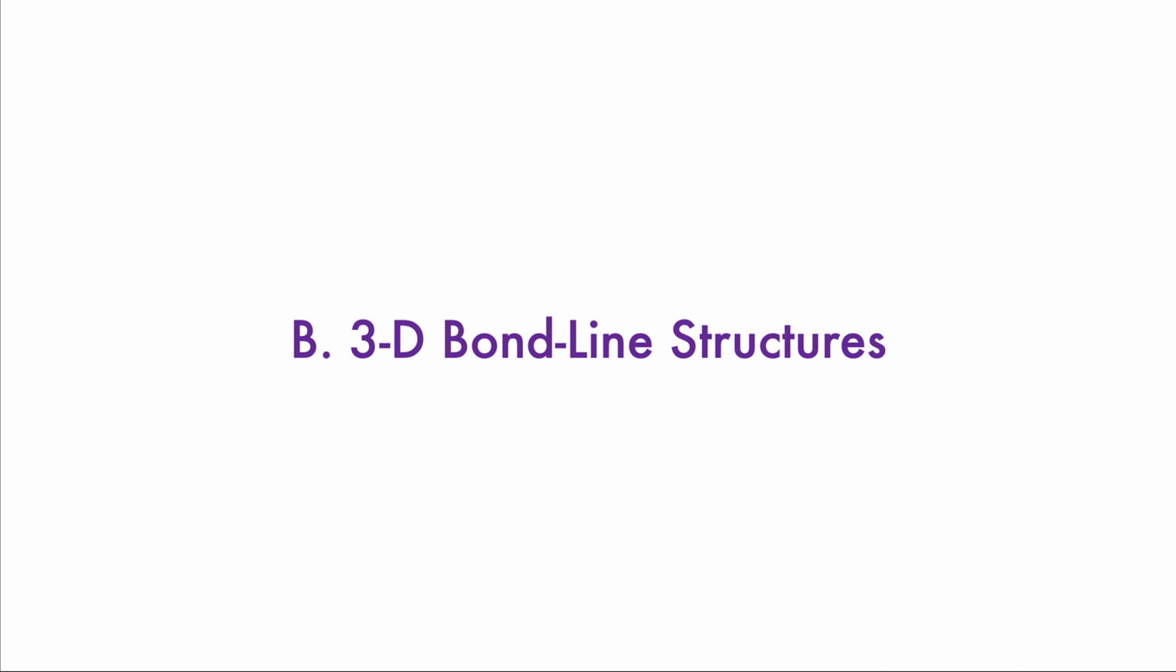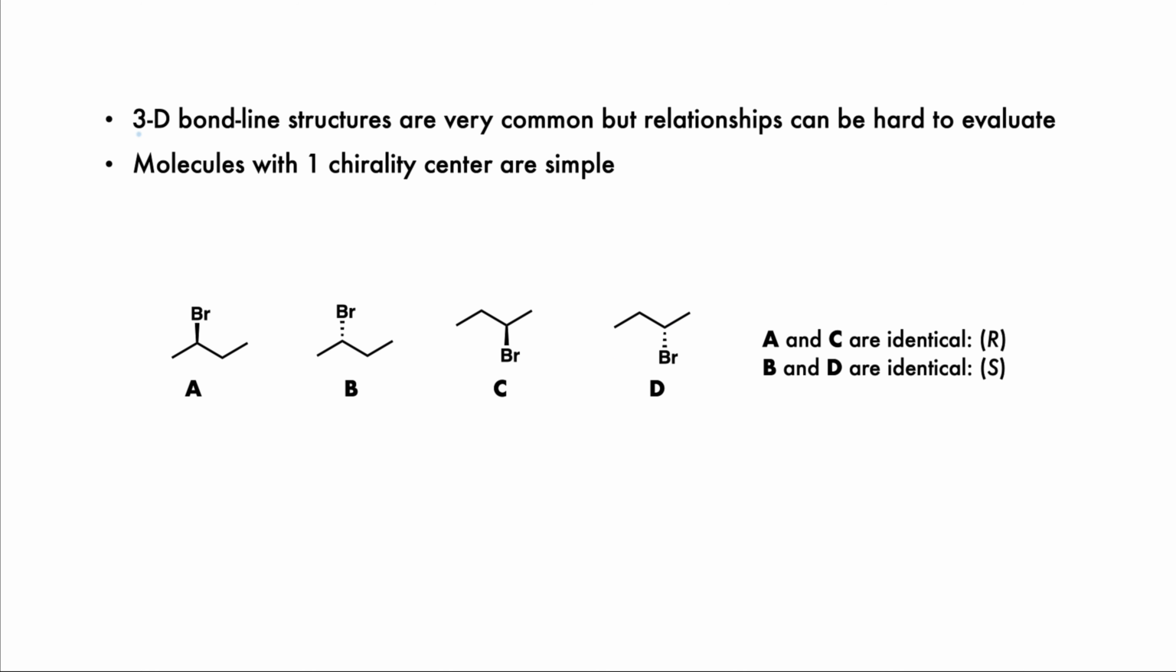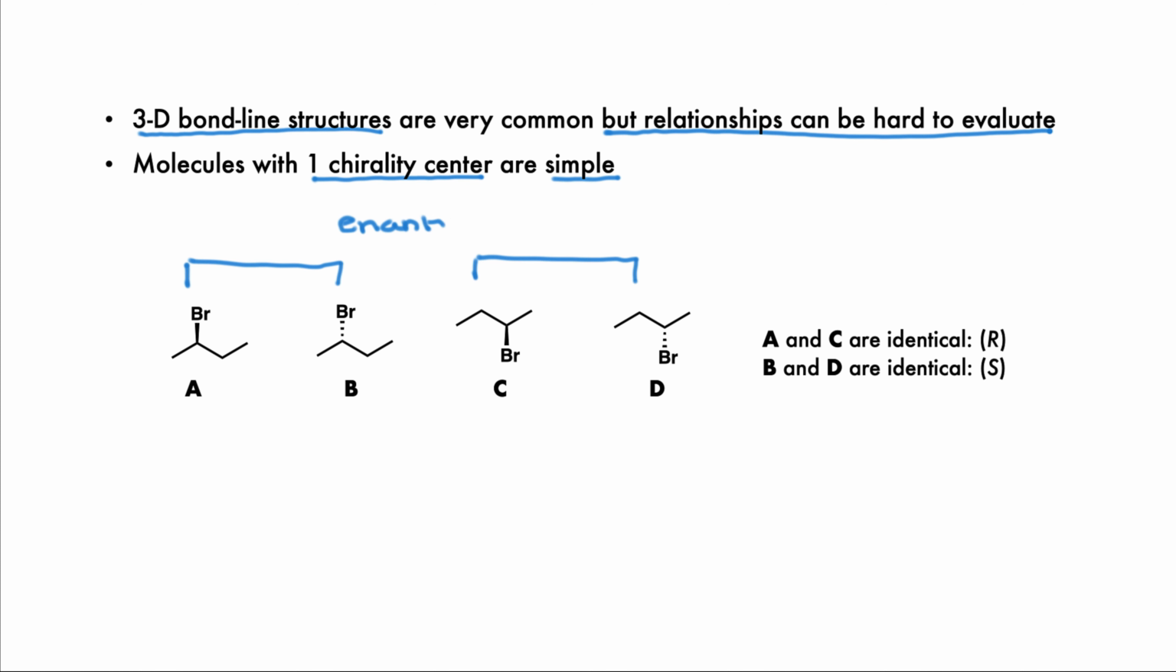Now, we'll learn about 3D bond-line structures. 3D bond-line structures are common, but it can be hard to evaluate the relationships between chiral molecules. If you have only one chirality center, it's easy to see what's going on. A and B and C and D are obviously enantiomers since the chirality center is inverted. You can also see that A is identical to C. You can simply rotate C 180 degrees in the plane of the paper to get A.